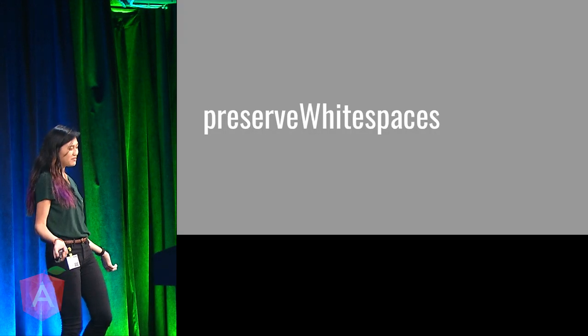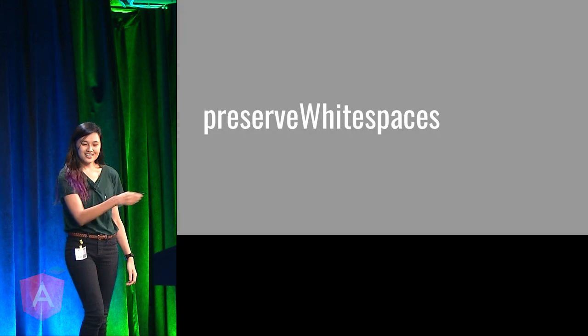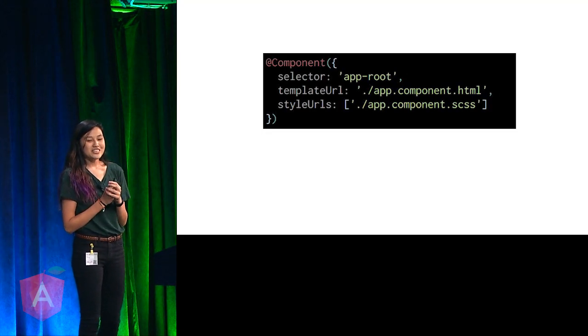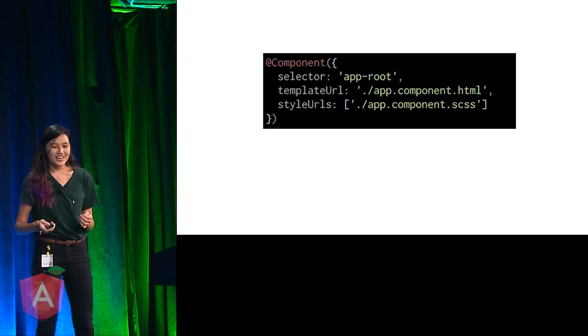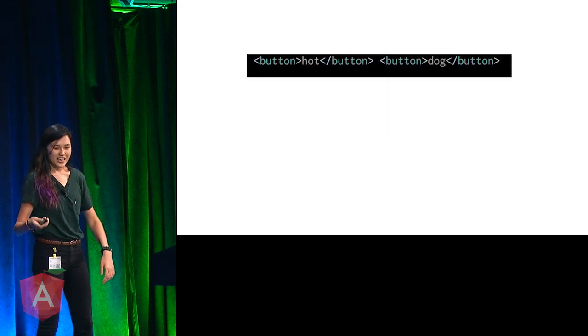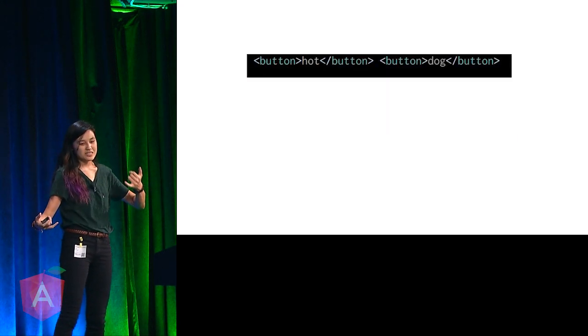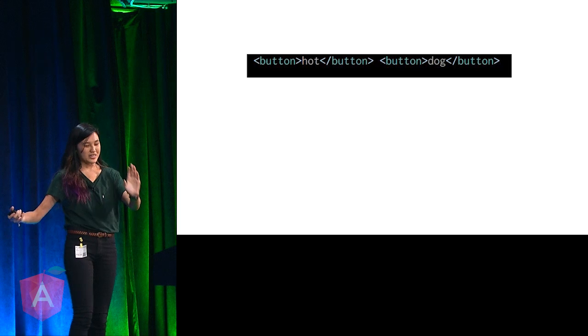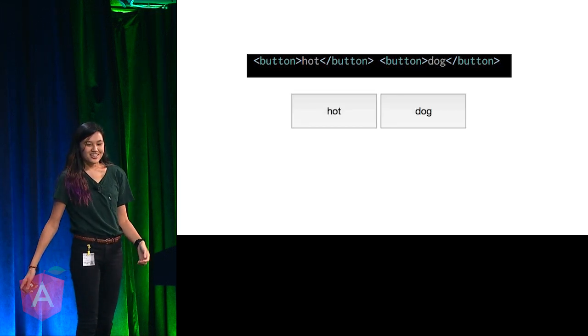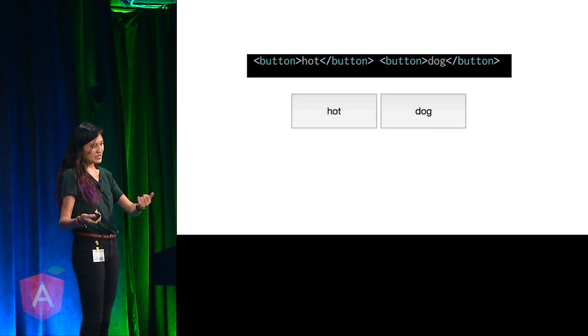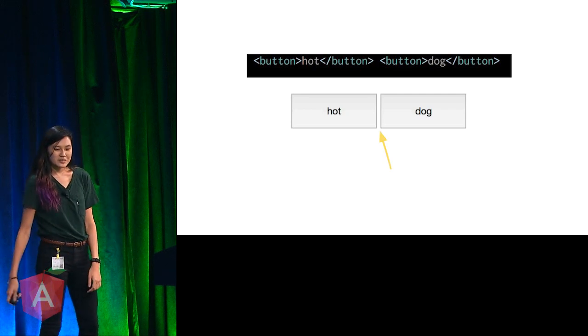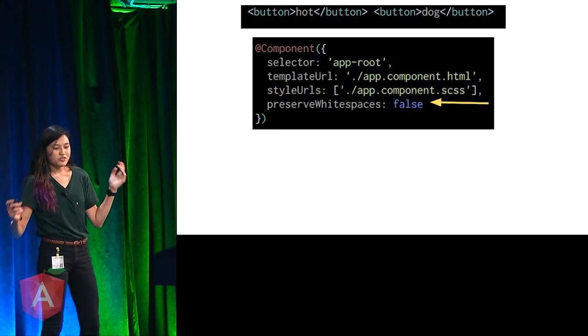Right, so the first new thing is preserve white spaces. This is a property on components. If you have a component with two buttons, one says hot and one says dog with a space in between, the buttons should show up with a space in between, right? So the new thing is preserve white spaces.